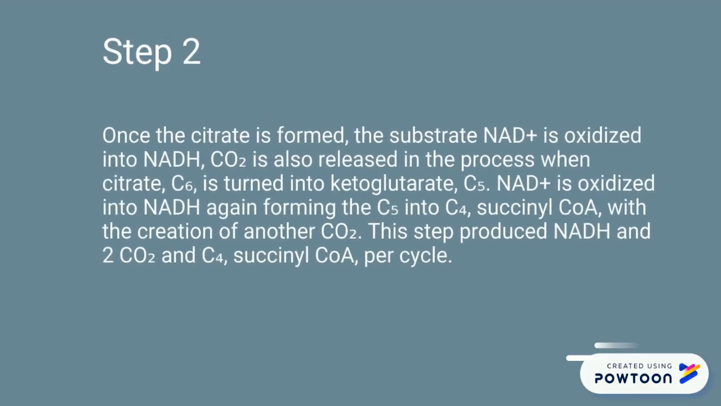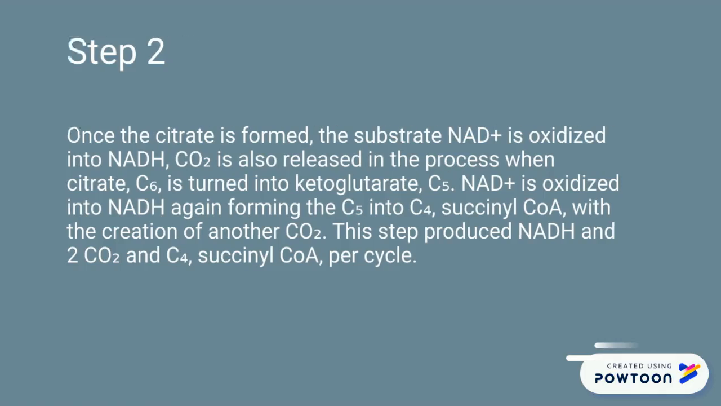Step 2. When citrate is formed, the substrate NAD+ is reduced into NADH. Carbon dioxide is released in the process when citrate, C6, is turned into C5. NAD+ is again reduced into NADH when C5 is turned into C4.